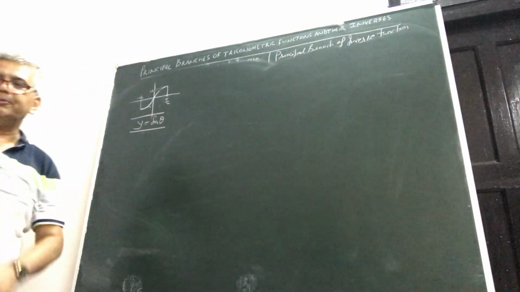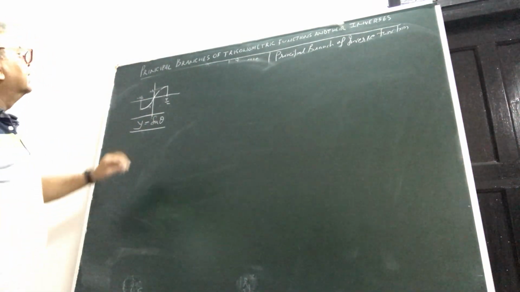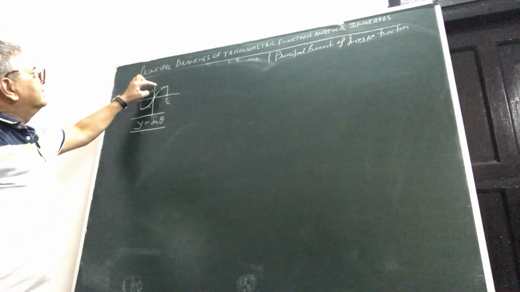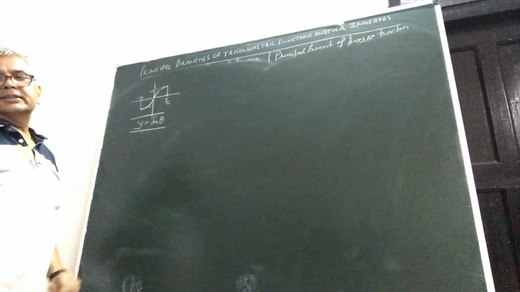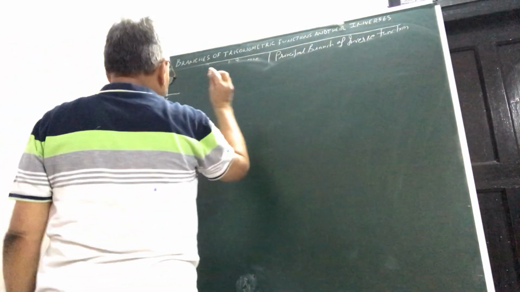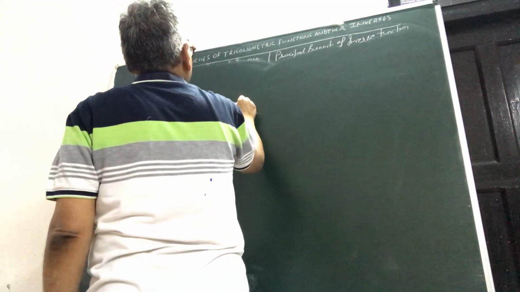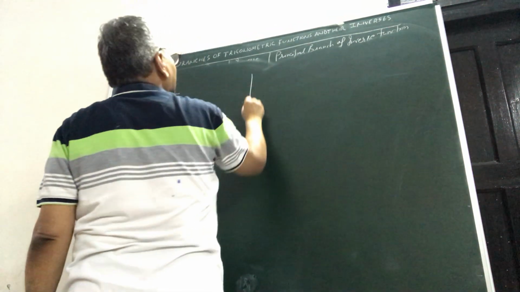Now here, I would like to mention that the value of pi by 2 is somewhat larger than that of 1. So please see, here it will be lesser and this much of distance will be somewhat larger. This is now for y is equal to sine inverse theta. Let's draw its graph here.